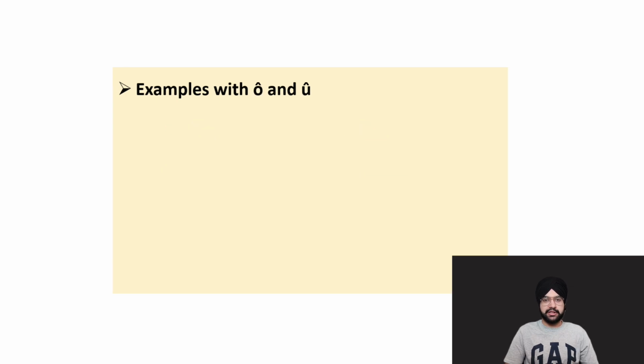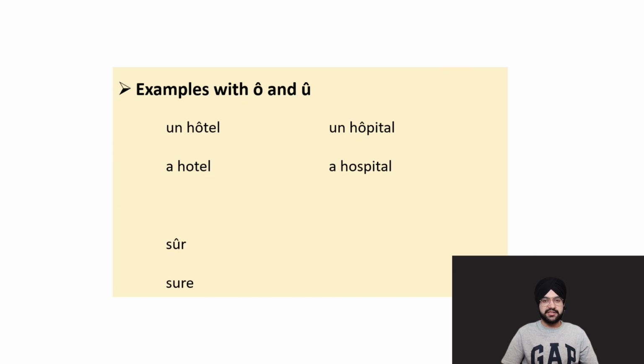Now some examples with the letters O and U. The first one is un hôtel. Because of the presence of the mute H, the N gets connected with the O. That is, the liaison takes place. Therefore, the pronunciation is un hôtel. Another very similar example is un hôpital, which means a hospital. Next is sûr, which means sure. Last one is coûter. It is a verb and it means to cost.